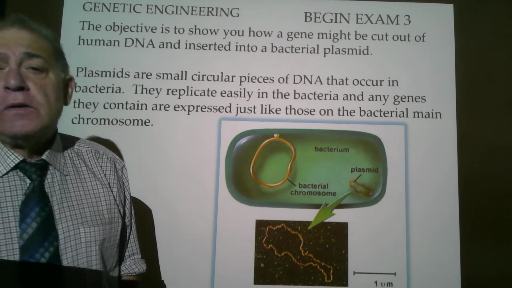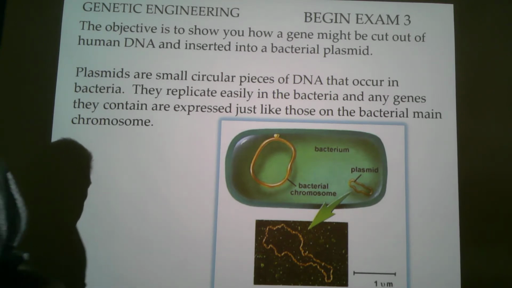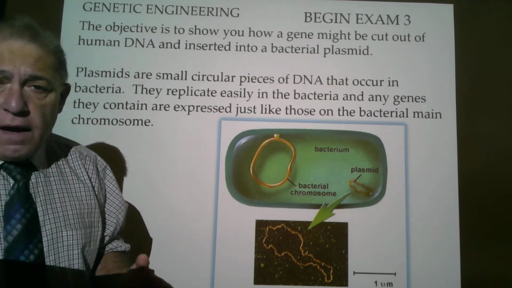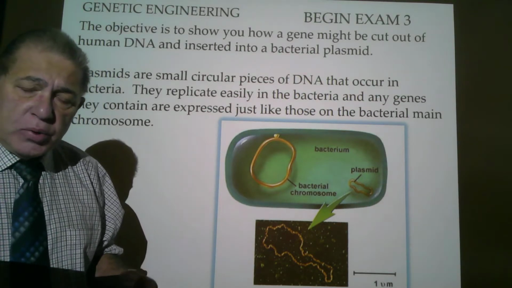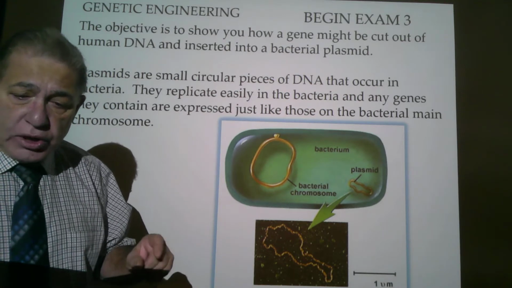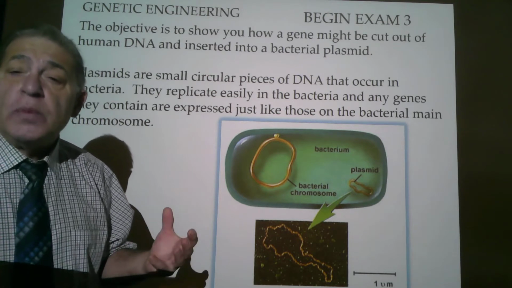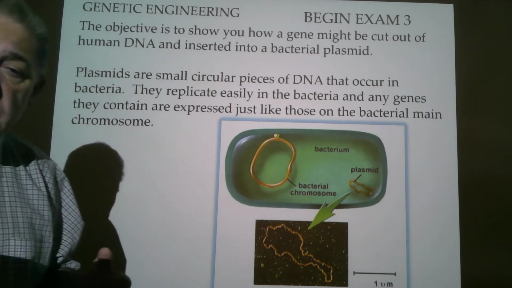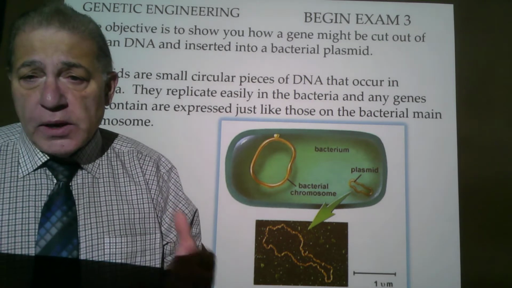Then what we could do is take that human insulin gene and put it into a bacterium and allow the bacterium to express the protein. In doing so, we can then take that protein, purify it, and put it in a bottle and sell it to people that need it to inject themselves with insulin. So we don't have to take insulin from humans. We can actually have bacteria make human insulin for us. And I'm going to show you that process in a few minutes.